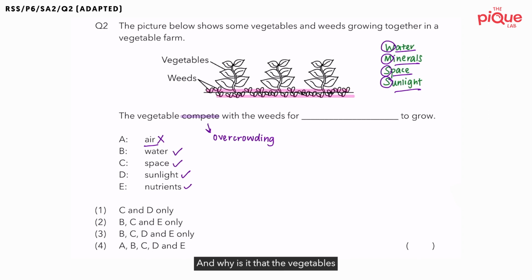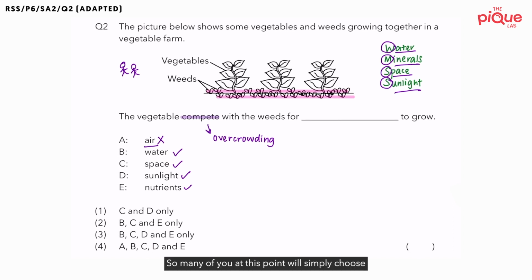And why is it that the vegetables and the weeds do not need to compete for air? The reason is that air is found all around us. So today, if you were to be standing next to your friend, and your friend is breathing heavily, does it mean that your friend will take in all the oxygen and cause you to become breathless as well? The answer is no. So even if the plants are next to each other and they are taking in oxygen or carbon dioxide from the surrounding air, they will not deprive each other of the amount of air taken in.